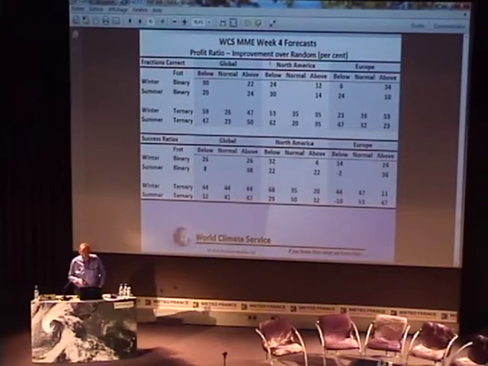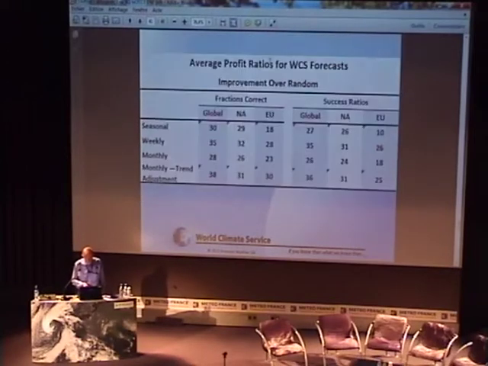So this is what the numbers look like for the four-week forecast for profit ratios. Those are very nice-looking numbers. There's only two minuses in here, again in your below normal, indicating that we still haven't solved that problem.